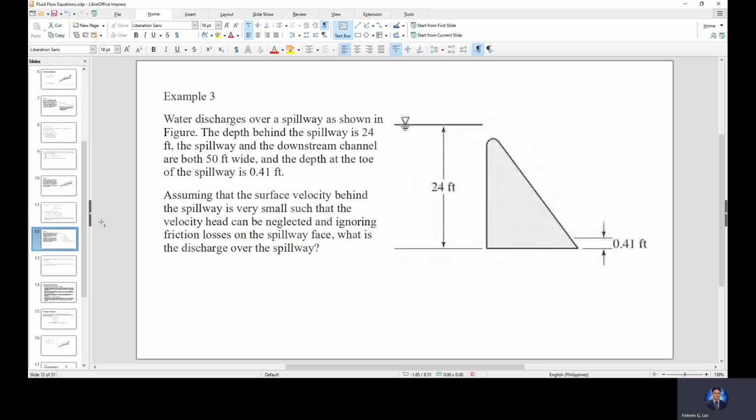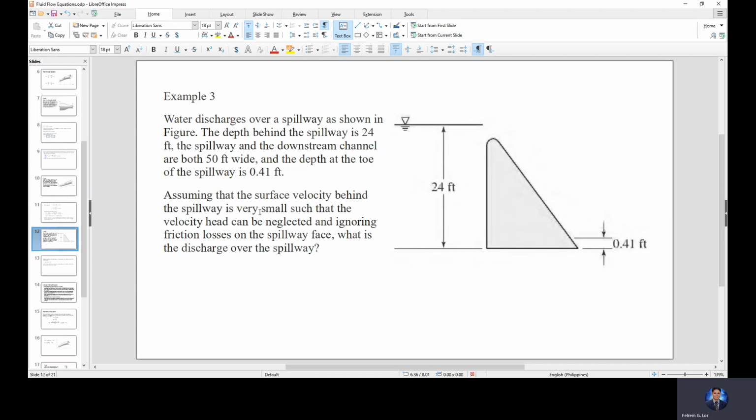Like the spillway shown in the figure, the depth behind the spillway is 24 feet, and the spillway and the downstream channel are both 50 feet wide. So yeah, it has a width of 50 feet, and the depth at the top of the spillway is 0.41 feet.